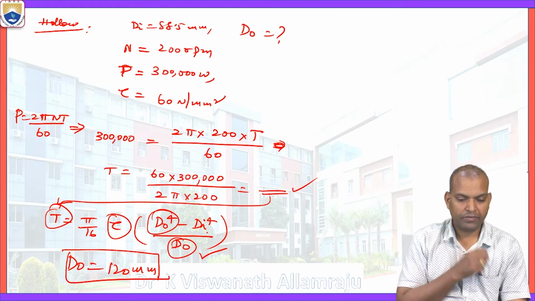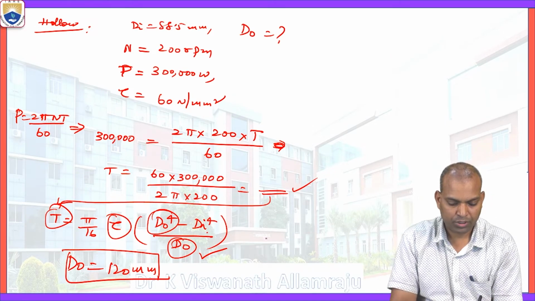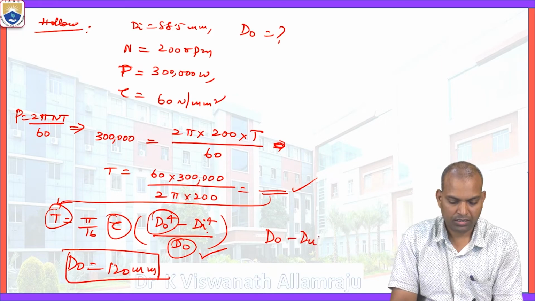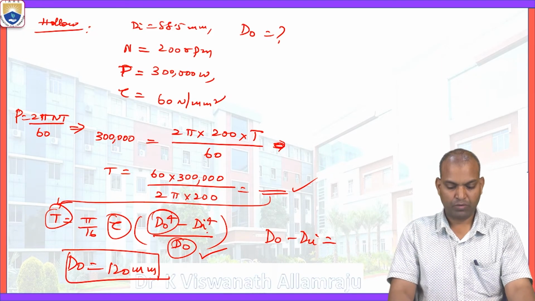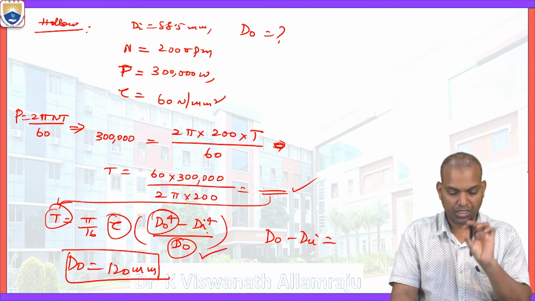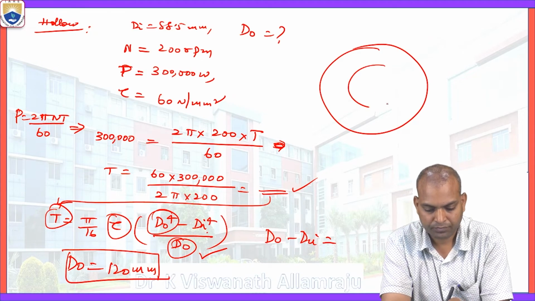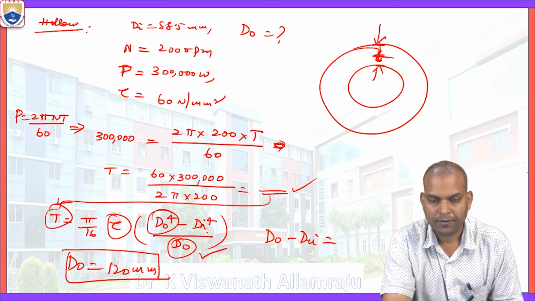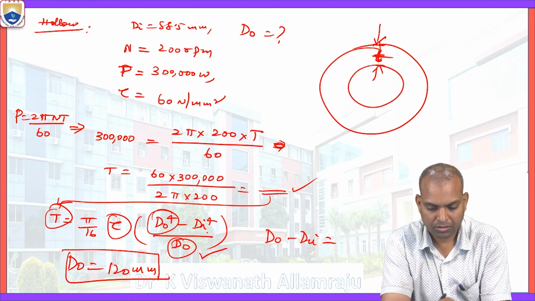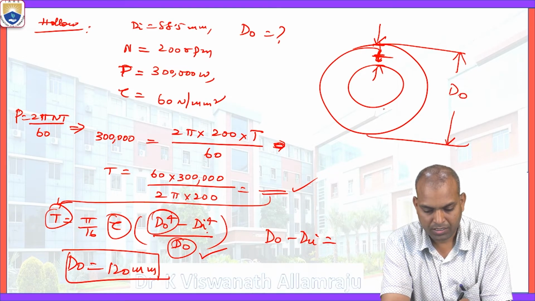So the difference between D naught and Di is how much? The difference between D naught and Di yields the thickness. How to find out the thickness of the shell? What is the thickness if they ask? What is the thickness, this T? So this is D naught and it is Di.